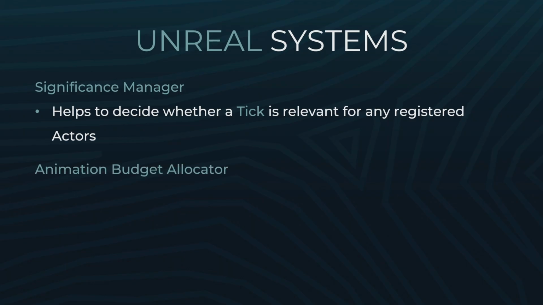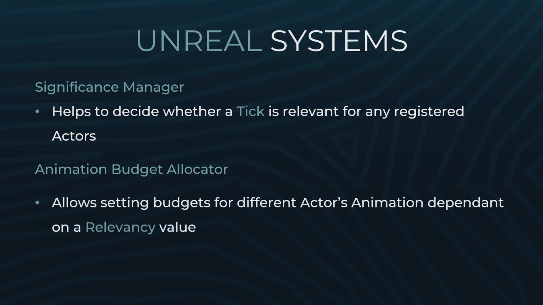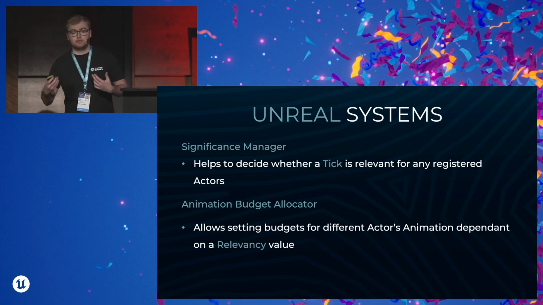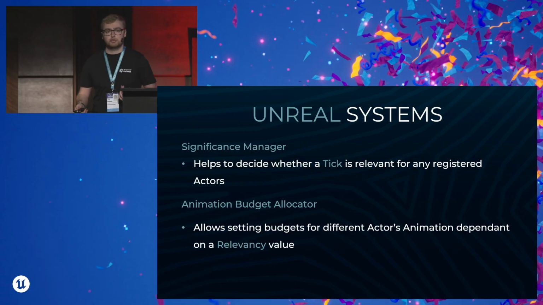There's also the animation budget allocator. So this allows you to set a budget of milliseconds depending on how much time you want to spend on the game thread for your animation. So again, this is just game thread work. It doesn't count as that asynchronous work we have with animations there. So any animation blueprints that aren't as relevant, it will drop the animation rate down for them. So they'll run at a lower frame rate, they'll interpolate, or they'll stop completely if your budget's low enough.